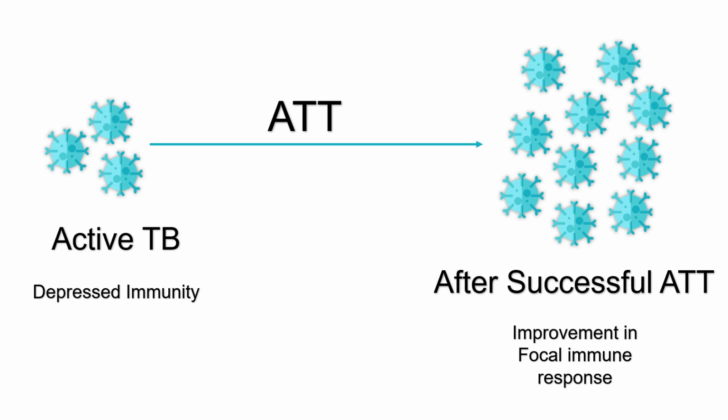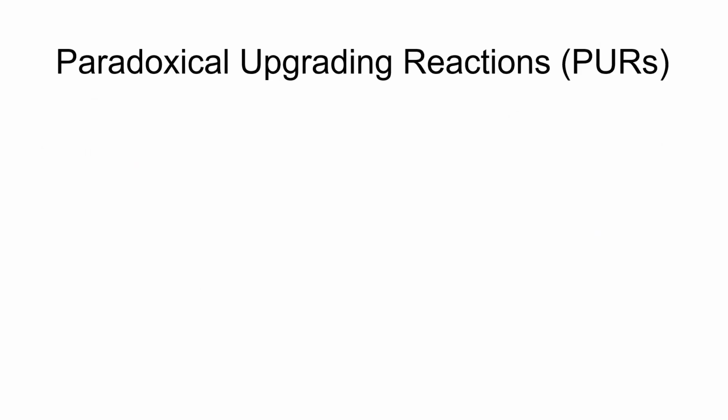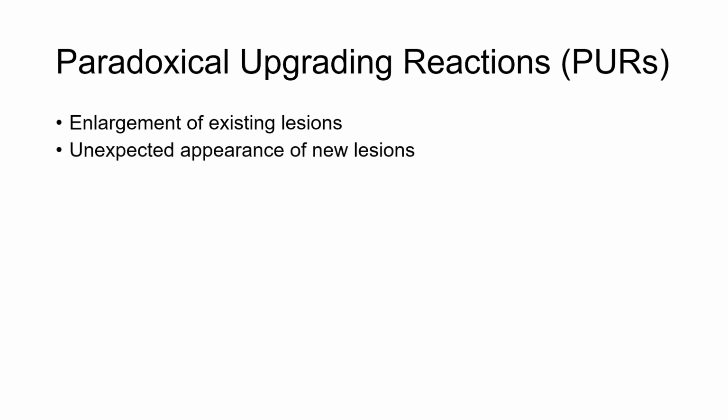So with this concept, we need to understand what is paradoxical upgrading reaction. So what do we mean by paradoxical upgrading reactions? Paradoxical upgrading reactions manifest in the form of enlargement of existing lesions. This may also present in the form of unexpected appearance of new lesions. So when does it happen? It happens during apparently adequate anti-tubercular therapy.